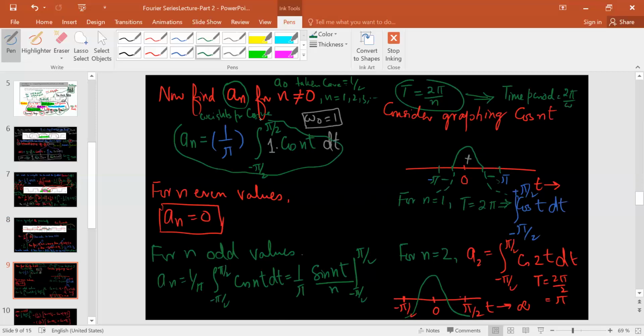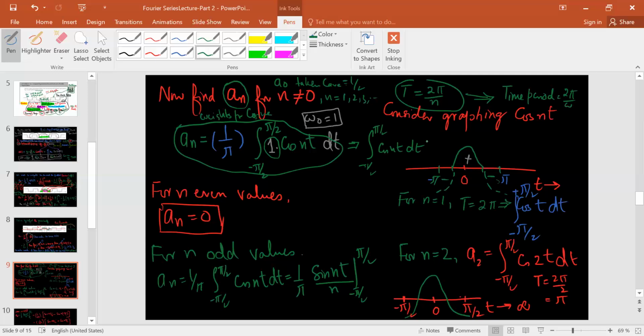Okay. 1 over pi is just the coefficient that we take outside, and then you have this from minus pi by 2 to plus pi by 2, with 1, because this is the value of the signal x of t, and the other parts have value 0. So I am forced to take the integration between minus pi by 2 to plus pi by 2 of cosine nt dt. Now look at this particular integration.